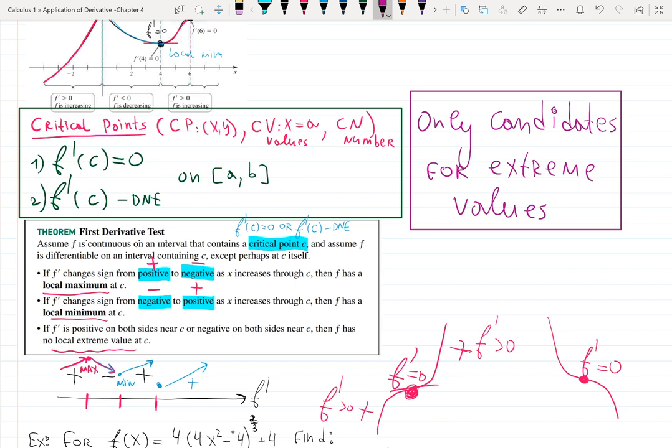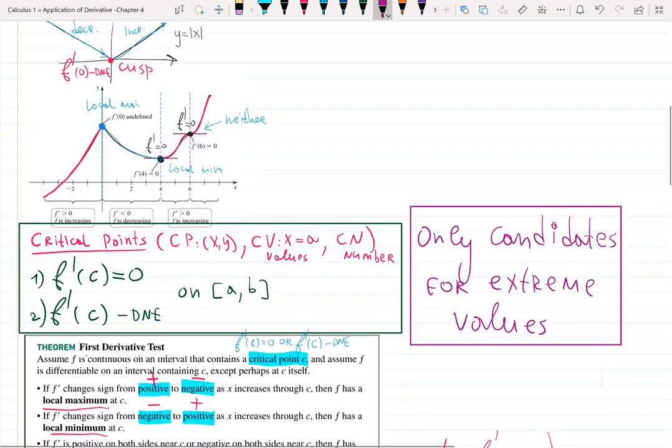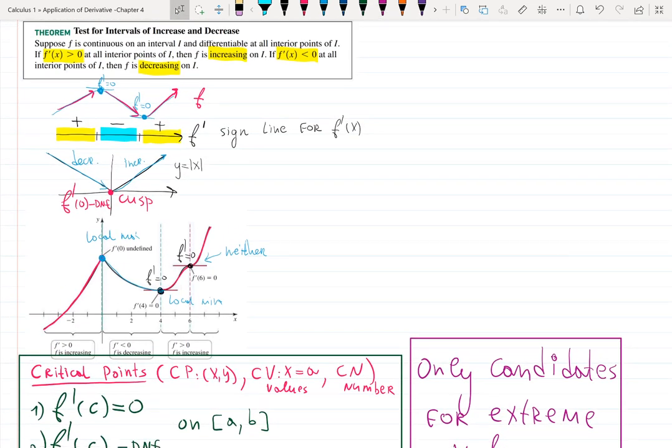To test them, you use a test. For now, we introduced the first derivative test. In the future, we will have the second derivative test as well.